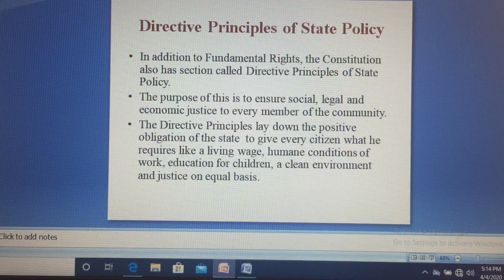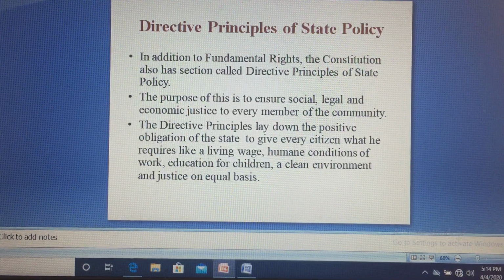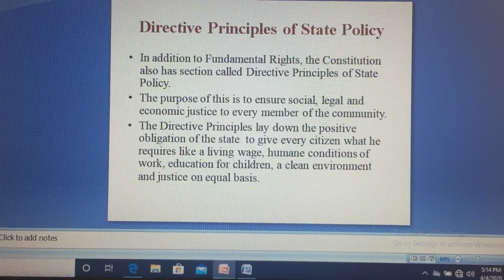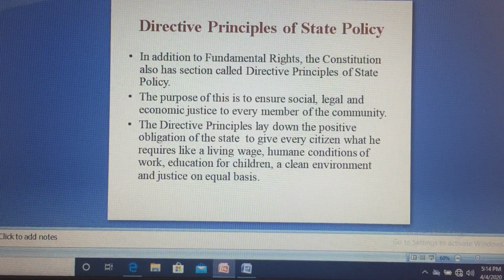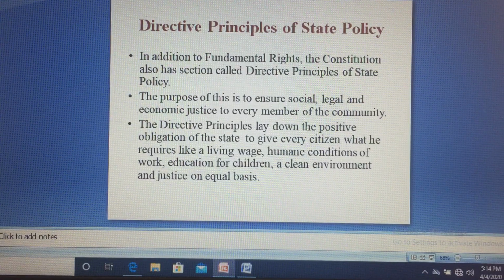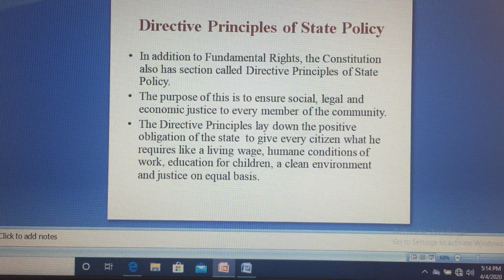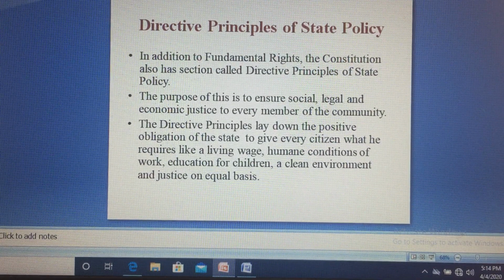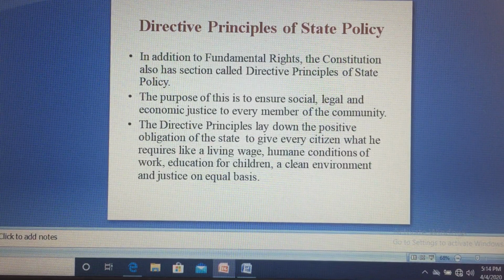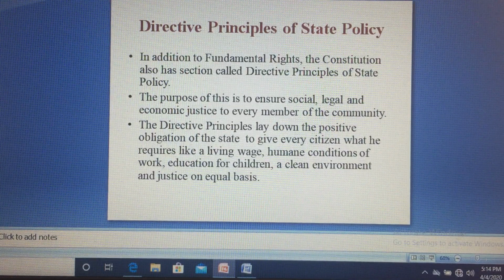The directive principles lay down the positive obligation of the state to every citizen, to every individual, for what he requires, like a living wage, humane conditions of work, education for children, a clean environment, justice on an equal basis. All these are responsibilities. It lays a positive obligation on the state that an individual living in your area should get this. He or she should have humane conditions for living and working, wages should be right, a clean environment, education, water.